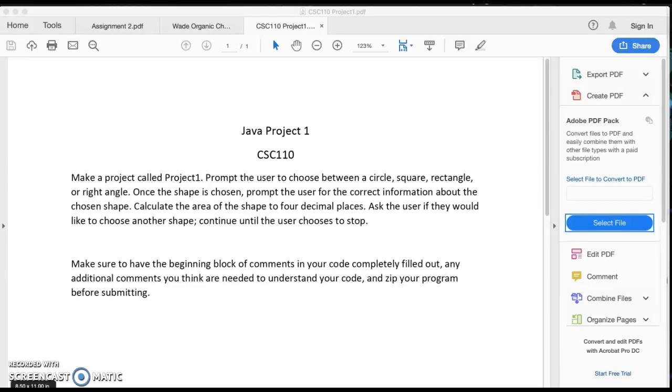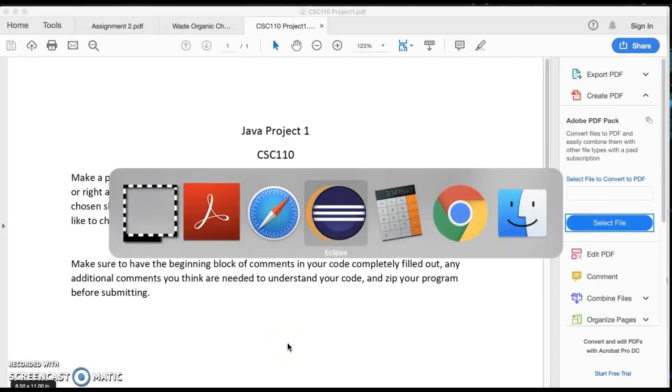Hello, I'm going to show you how I did Project 1 in CSC 110. For this project, we had to make a project called Project 1 and prompt the user to choose between a circle, square, rectangle, or right triangle. Once the shape is chosen, prompt the user for the correct information about the chosen shape, calculate the area of the shape to 4 decimal places, ask the user if they would like to choose another shape, and continue until the user stops. Alright, we'll go over to Eclipse.